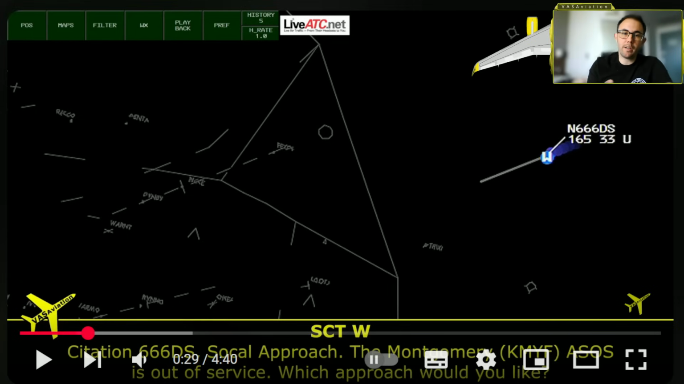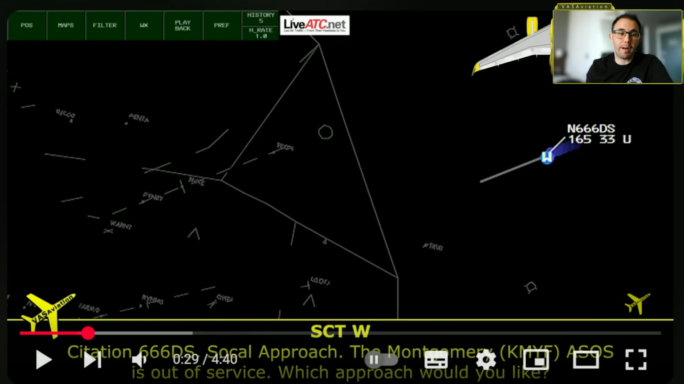So again, on the next blink of the data block, now we have 165, so indeed they are descending. Now it's 16,500 feet. We have the ground speed right there, which is 33, which means 330 knots of ground speed. And again, this is ground speed, not indicated airspeed. And then we have a U, which is the wake turbulence category. Since the system doesn't recognize the actual aircraft type, it doesn't recognize the wake turbulence category either, so we have a U for unknown again.